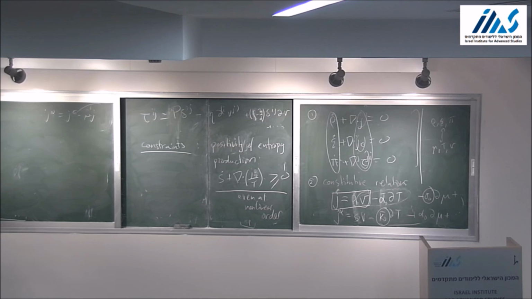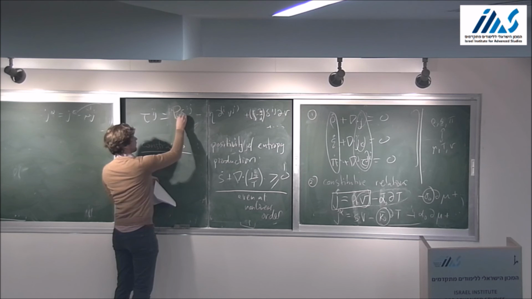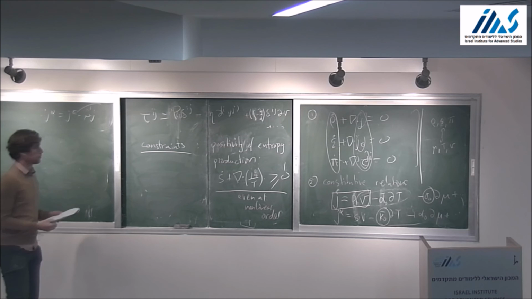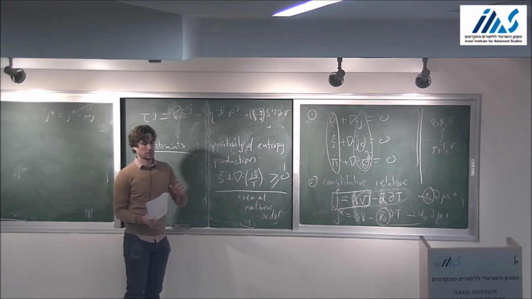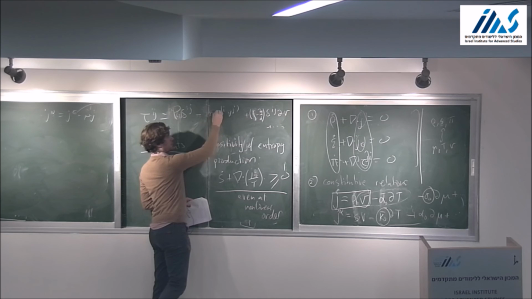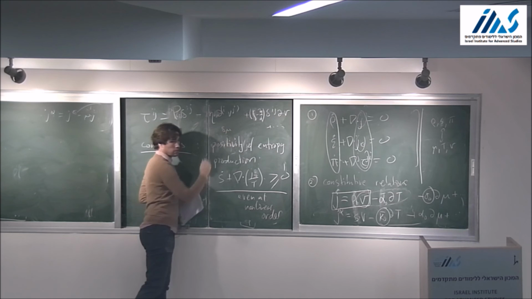The expression for tau depends on mu. I mean, this P is a function of mu and temperature. Of course, the eta, this viscosity, will also depend on mu. But what is not appearing here are fluctuations delta mu. Why do they not enter?